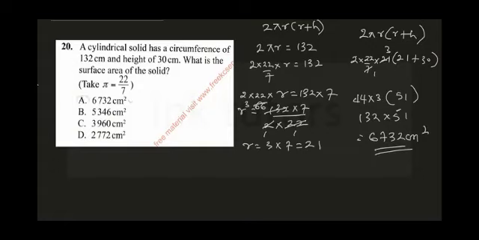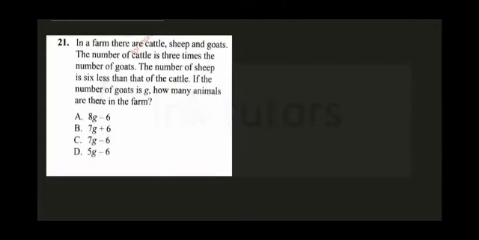So that takes us to the next question that says, in a farm there are cattle, sheep and goats. The number of cattle is 3 times the number of goats. The number of sheep is 6 less than that of the cattle. If the number of goats is G, how many animals are there in the farm?